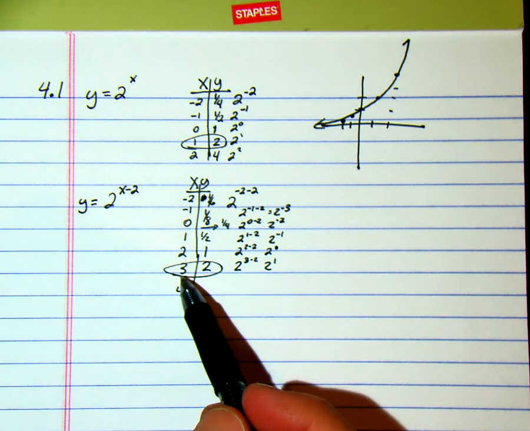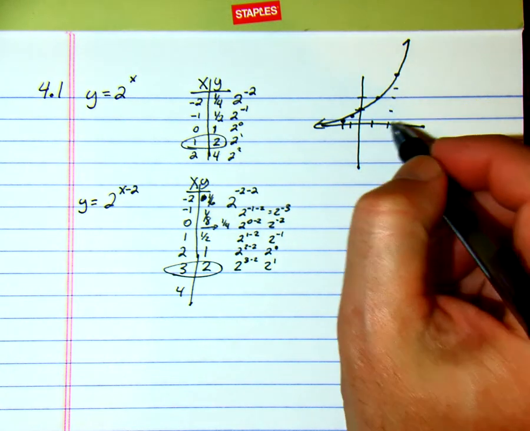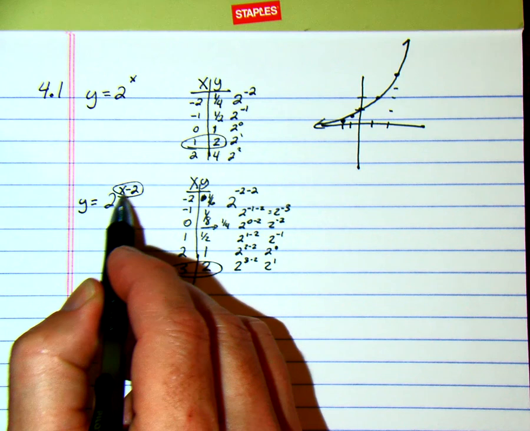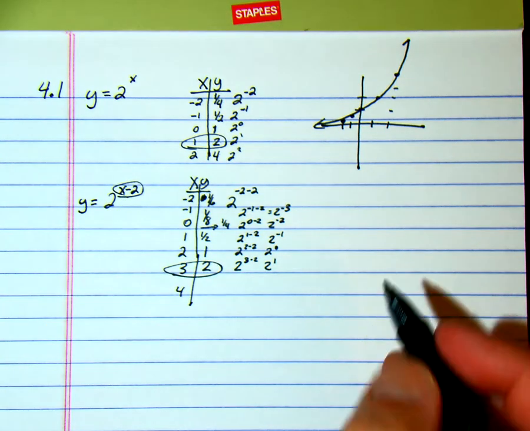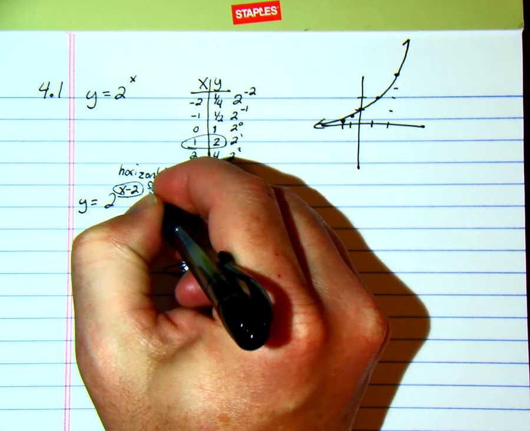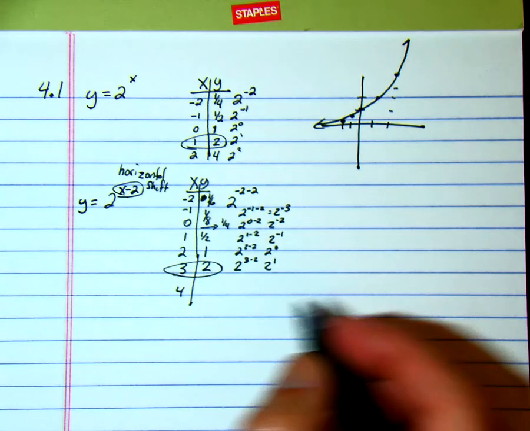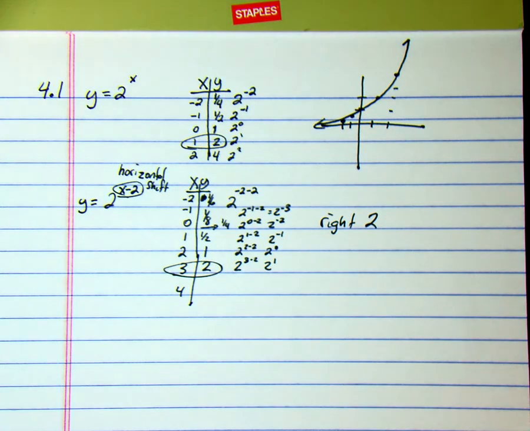So what happens is really this gets shifted. Every point here gets shifted to the right by 2 units. And so we can see that when we have a shift in the exponent, that is going to cause a horizontal shift. A positive 2 causes a shift, so this is going to go right 2 units. This had a horizontal shift of 2 units.